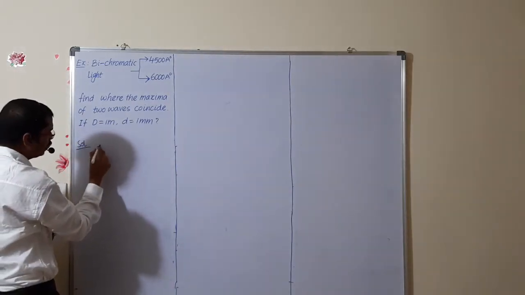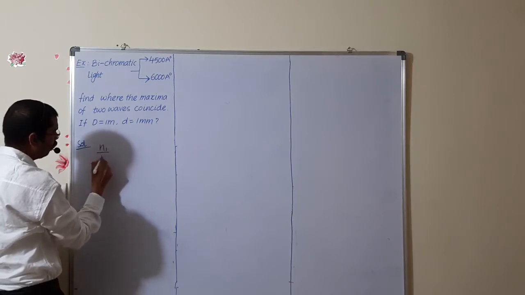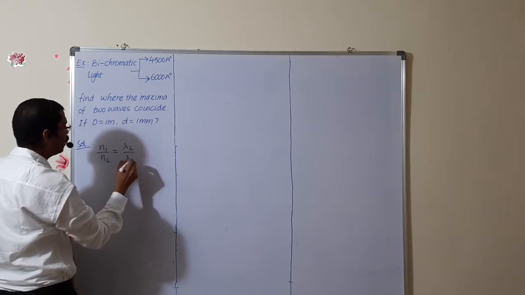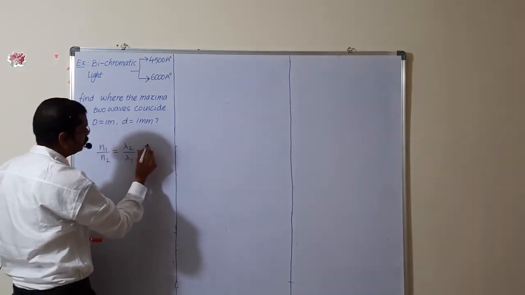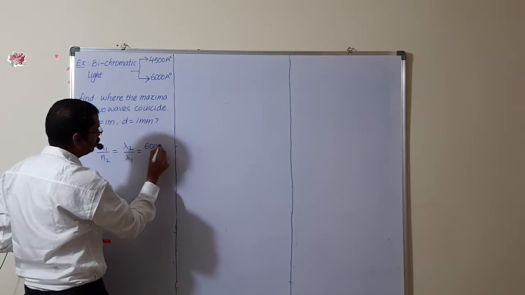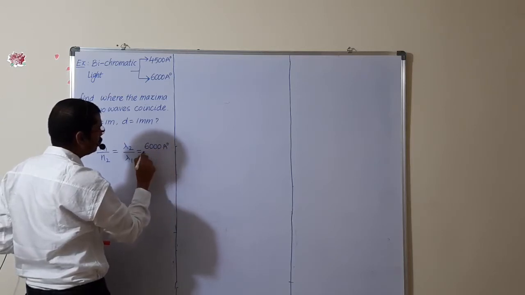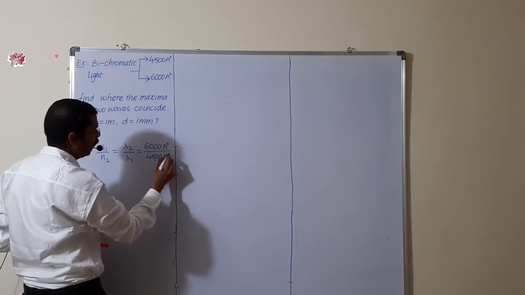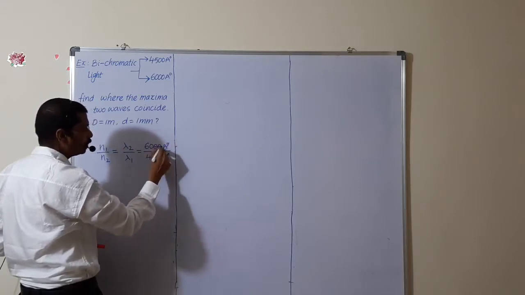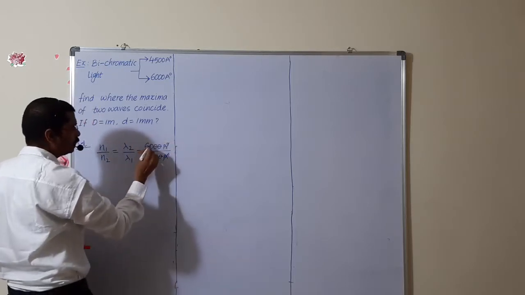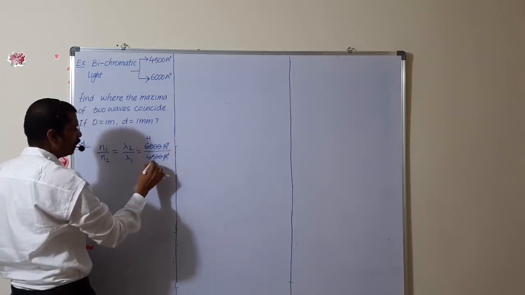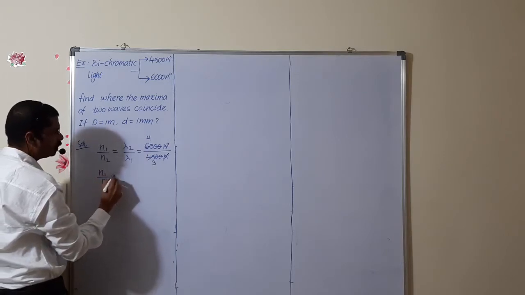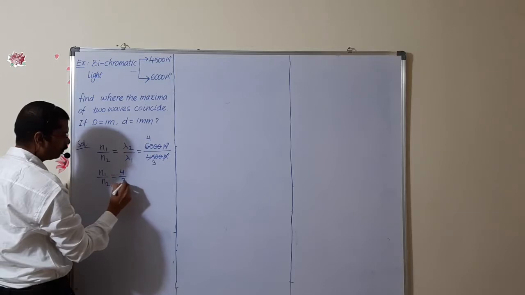The formula is n1 upon n2 is equal to lambda 2 upon lambda 1. Here lambda 2 is 6000 angstroms upon 4500 angstroms. Angstrom will cancel, two zeros will be cancelled. 60 upon 45, it is 15 fours, 15 threes. So n1 upon n2 is equal to 4 upon 3.